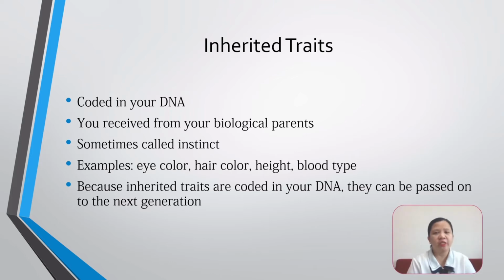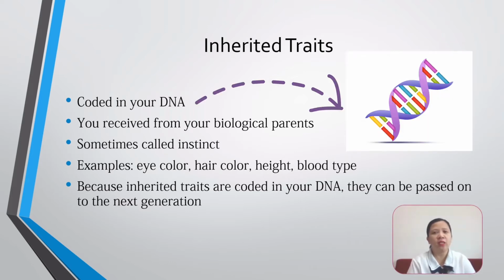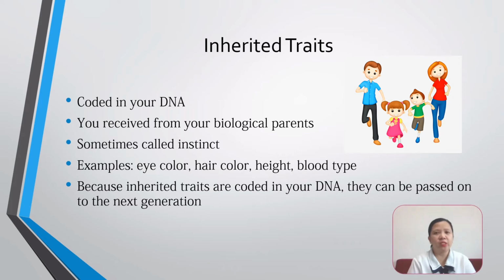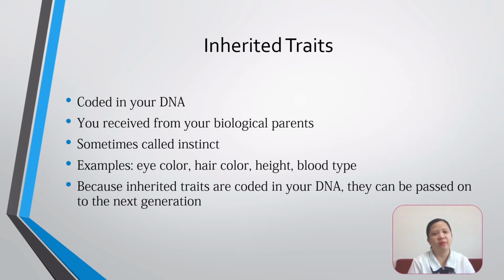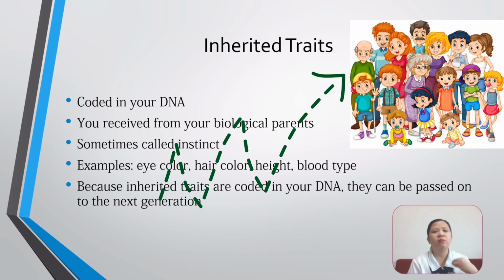When you say inherited traits, they are coded in your DNA. You received it from your biological parents, from your mother and your father. Sometimes they are also called instinct. Examples are eye color, hair color, height, blood type, detached earlobes, having dimples, and so forth. Because inherited traits are coded in your DNA, they can be passed on from one generation to another.